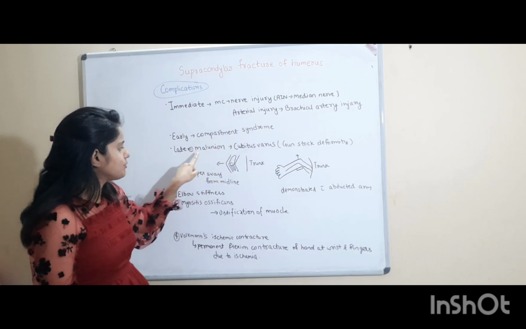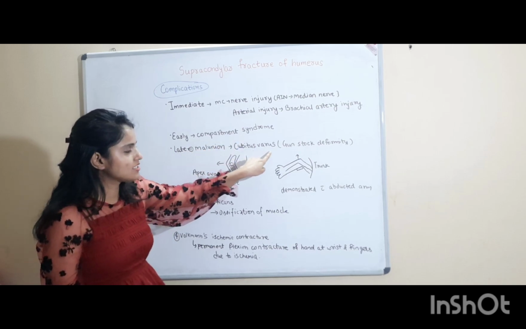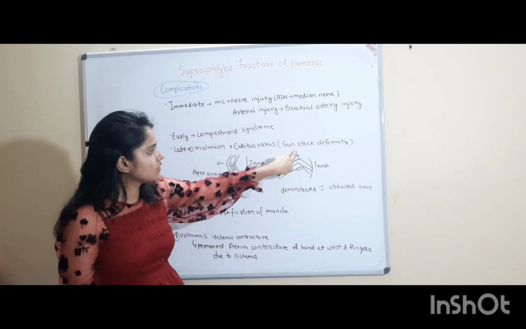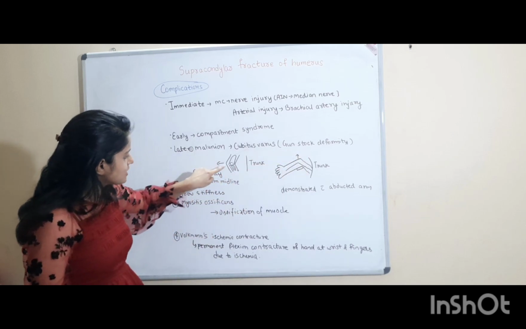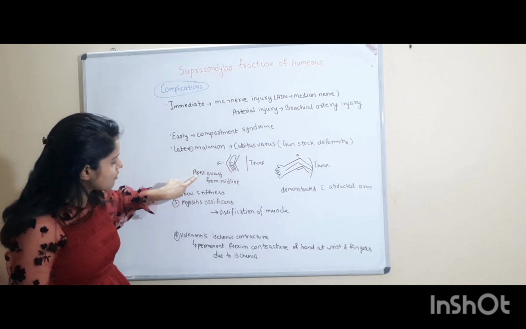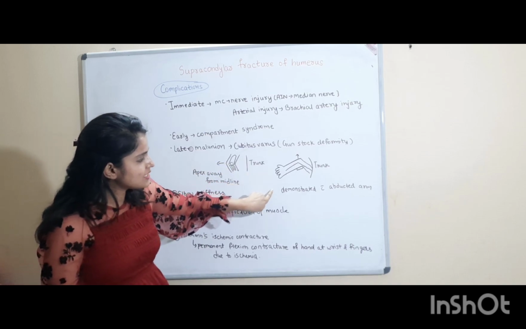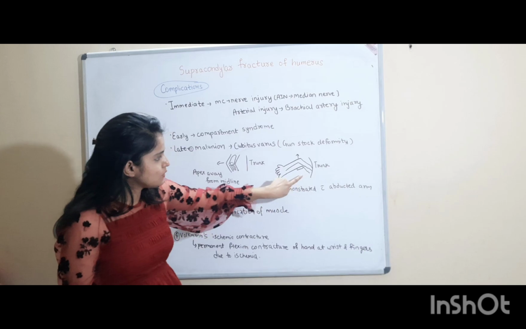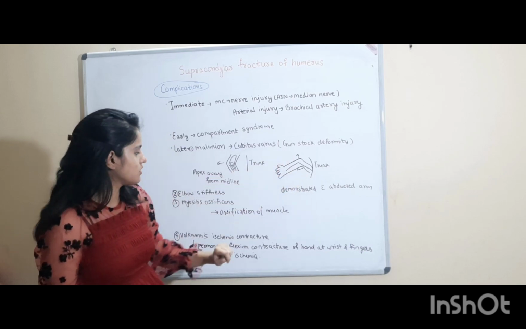In late complication, there will be malunion due to which cubitus varus deformity will occur, which is also called gunstock deformity. In cubitus varus, the apex is away from the midline. This is the trunk and the apex is away from the midline. And when demonstrated with abducted arm, this looks like a gunstock. So it is called gunstock deformity.